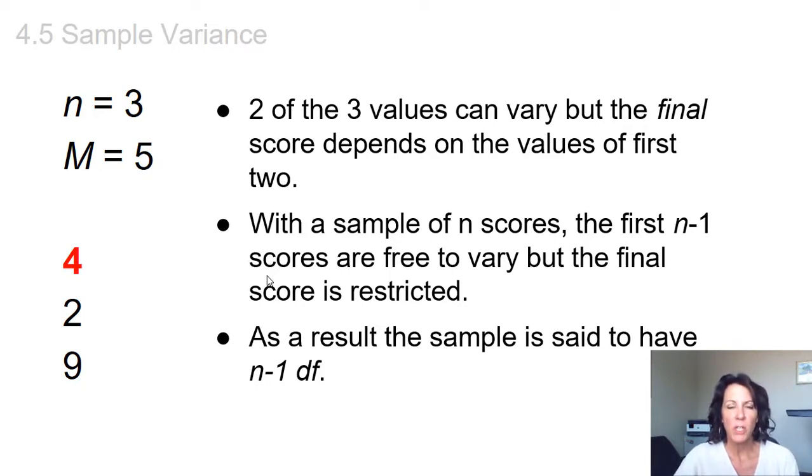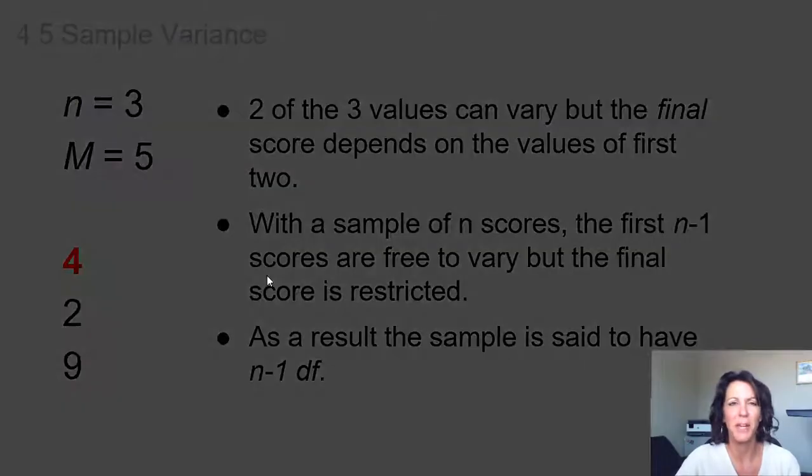And the restriction on this last score is there because of the mean, because we know that we're looking for a mean, and that mean is determined, that mean is 5, so that last score can't vary based on what the other two scores are. It's committed, it has to be what it is.